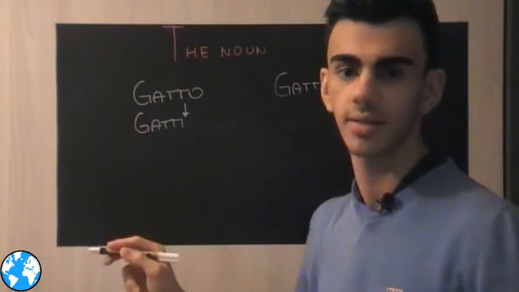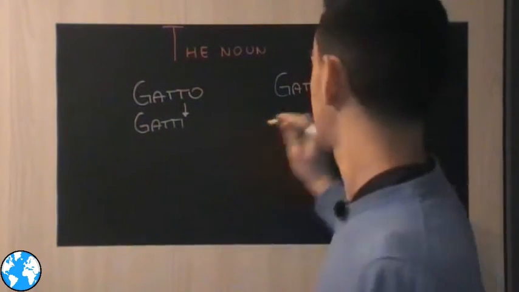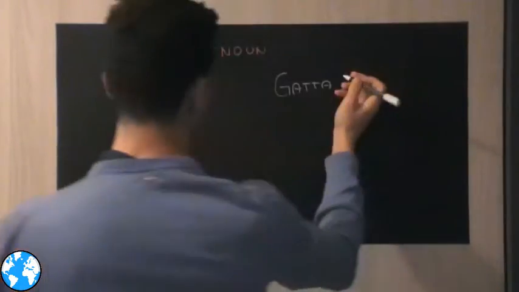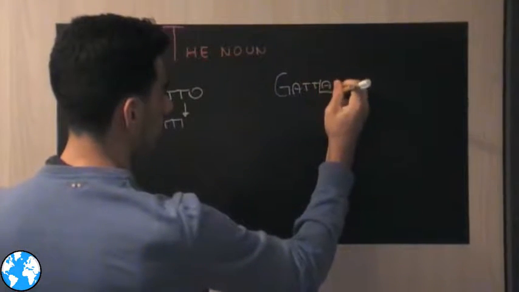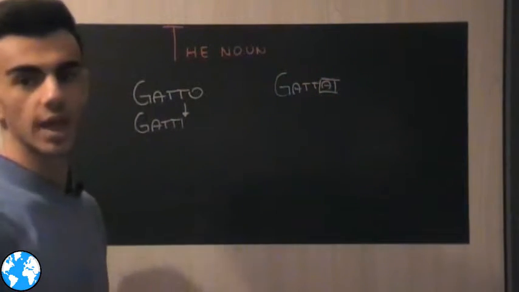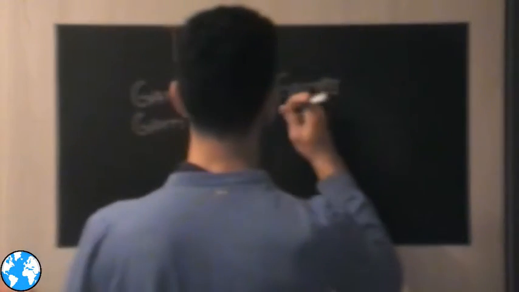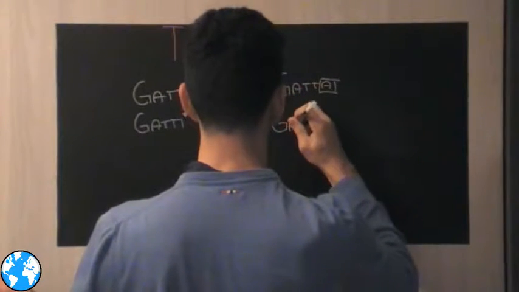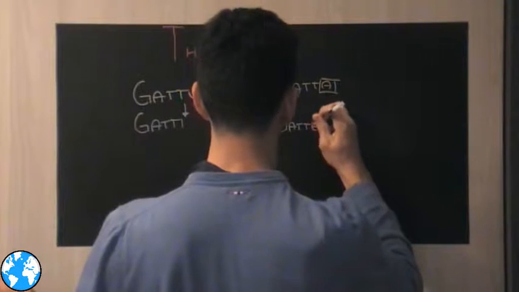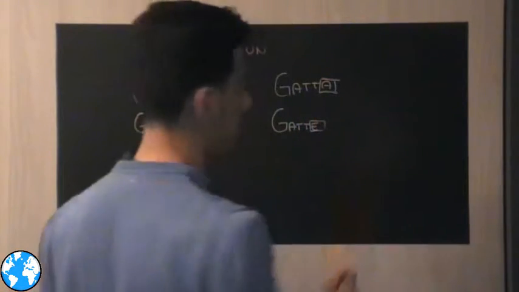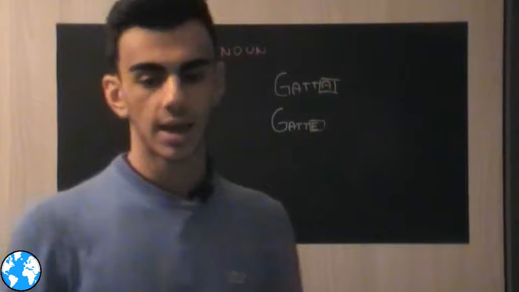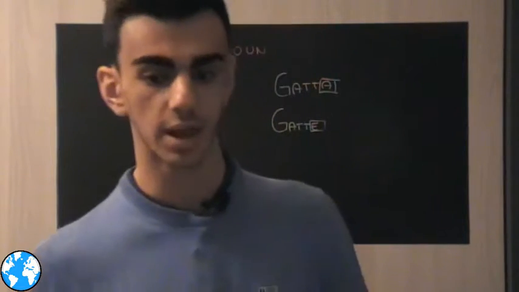While for the feminine case, we are going to take gatta, which is the feminine cat. Instead of the A at the end, that is here, I'm gonna show it to you. Instead of this A, we're gonna be adding the E. So let's write it down. From gatta, it becomes gatte. And this is the basic rule. There are some exceptions to it, but we're gonna be covering them later on this lesson.